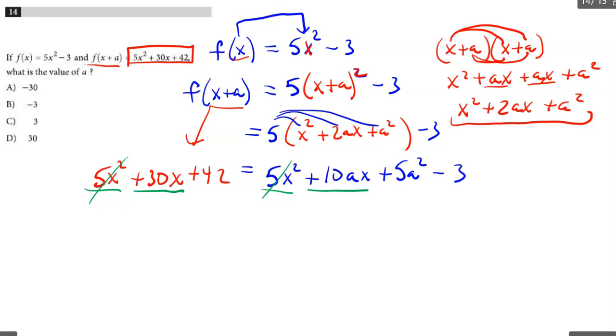So somehow I need to get that 30 to come out with 10a. And the only a that's going to do that, I believe, is 3. So the correct answer here is C.